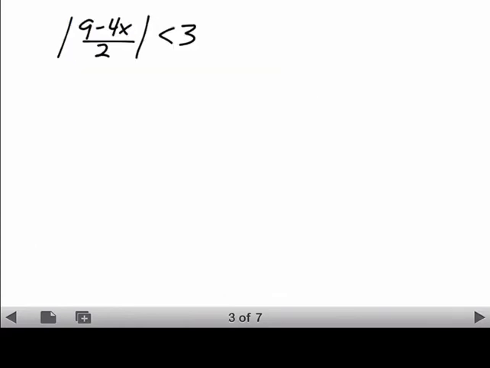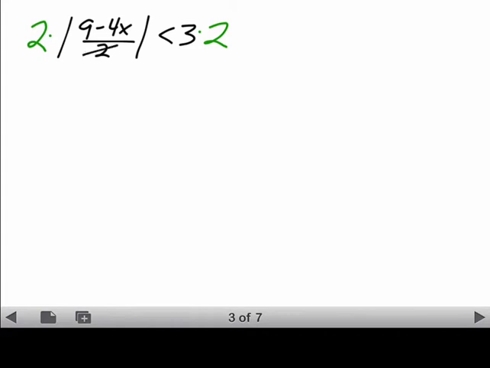Next, we have the absolute value of (9 minus 4x) all over 2 is less than 3. Now, my first thought is I want to clear the fraction. My second thought is, am I allowed to? The answer is yes, because here we have a positive 2 in a denominator. I can multiply an absolute value by a positive number without affecting anything.